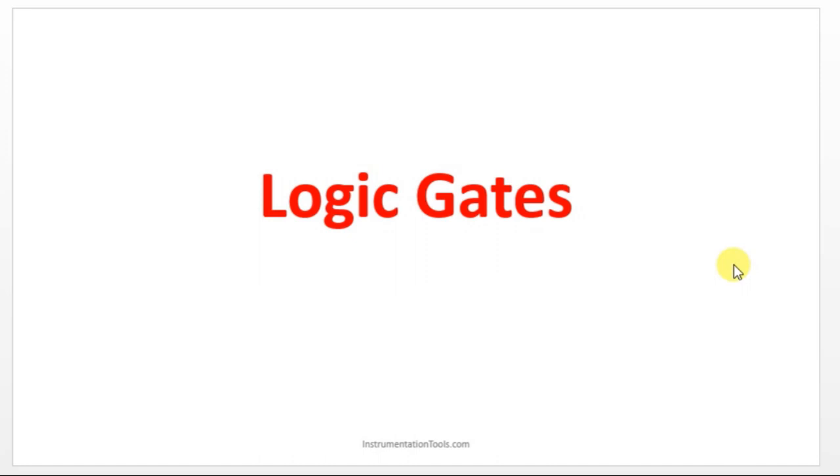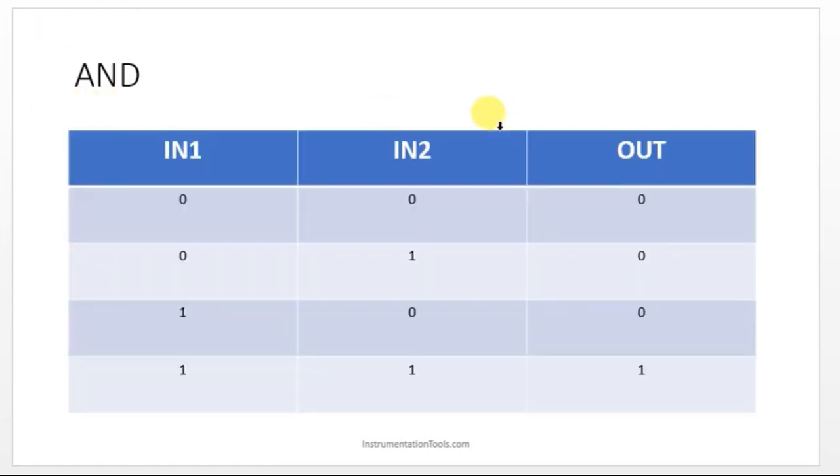So, logic gates programming in CX Programmer. Let's see three logic gates in this section. One is AND, another is OR, and the next is NOT. So, let's see about the AND gate.